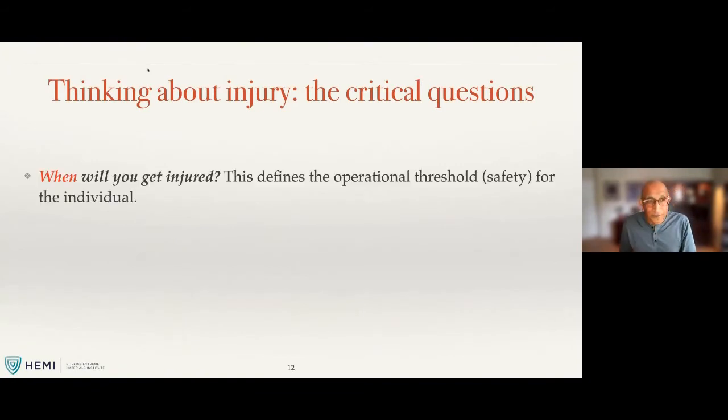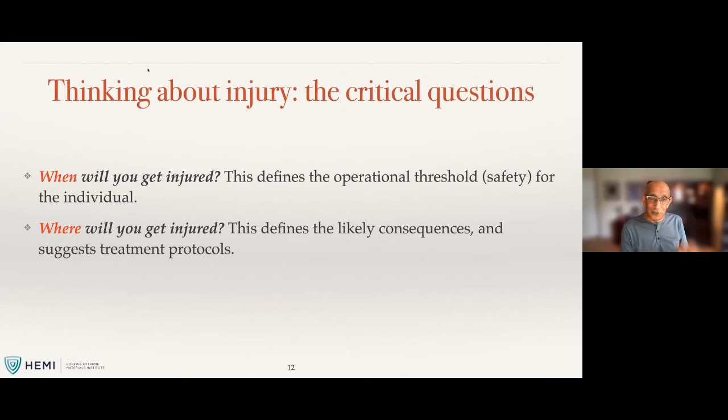The big problem is this. The first question is, I need to know when will you get injured. So that's the safety threshold, right? If this happens, you're likely to get hurt. If this does not happen, you're not likely to get hurt. So what's the threshold? The second question is, where will you get injured?